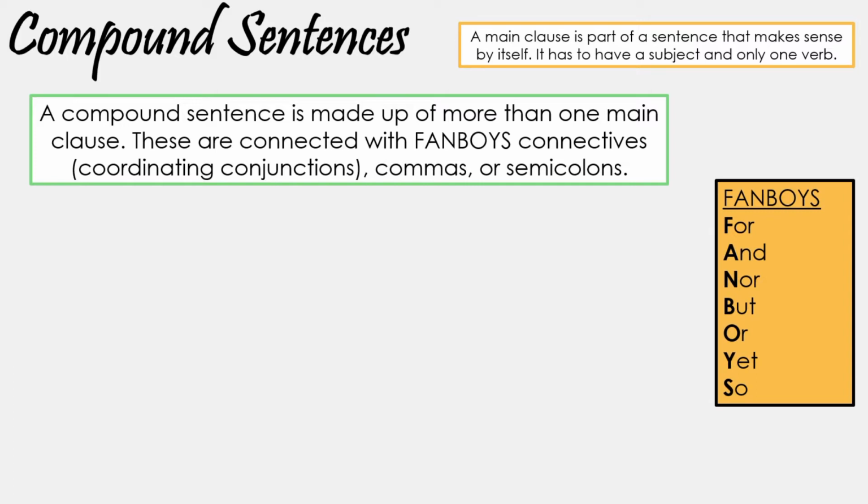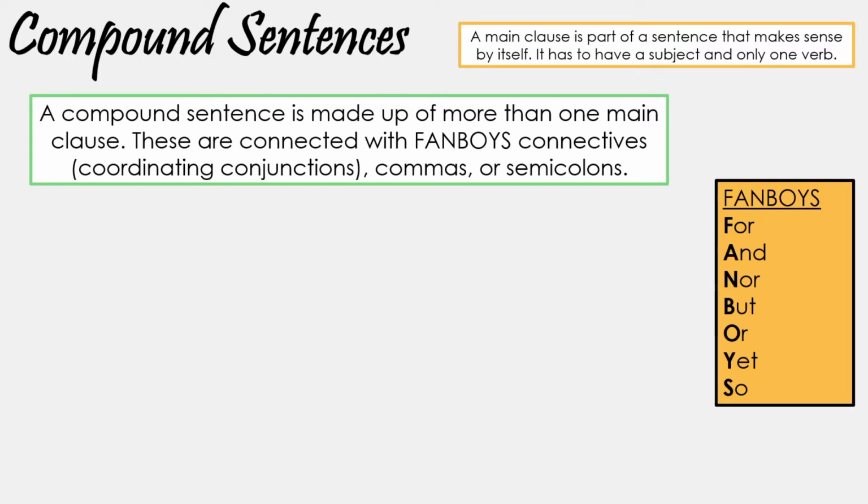You might have heard them being called coordinating conjunctions before, and all this means is that any of these 7 words can be used to link up the 2 main clauses. They act as the junction between the 2 clauses. That's it. So let's look at an example to make it a bit clearer.